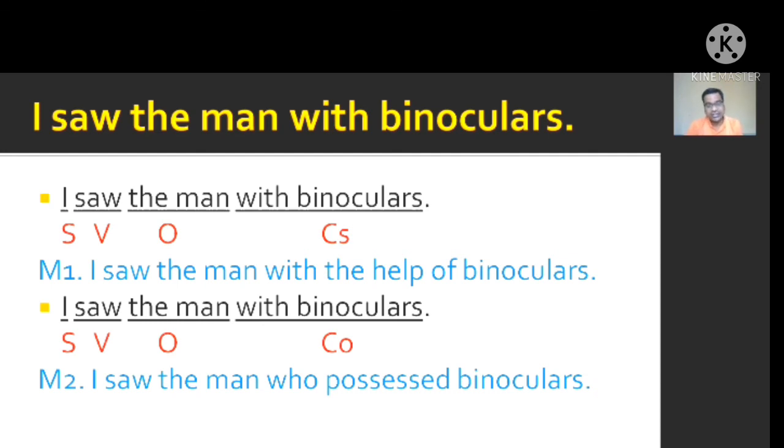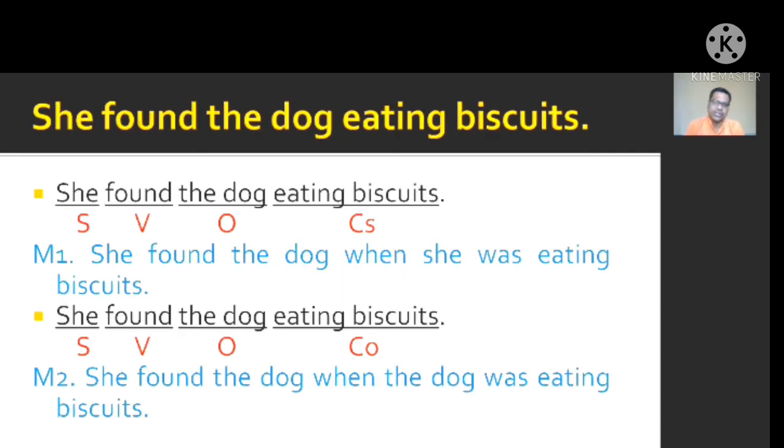In the first case, I use the binoculars. It means with the help of binoculars, I saw the man. He may be standing a little away from me. And in the second case, I saw the man who possessed the binoculars. So this is the meaning. So this way you can have the interpretation.